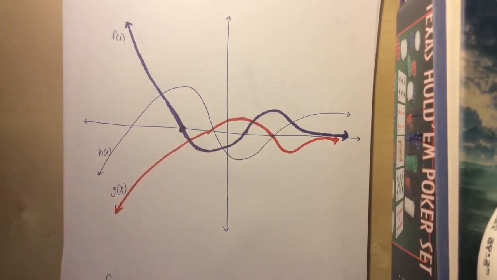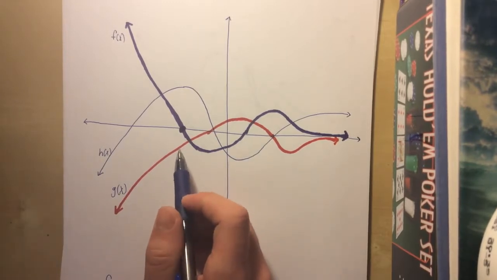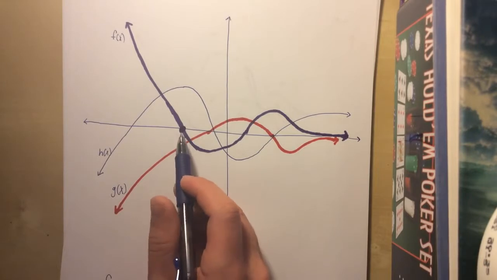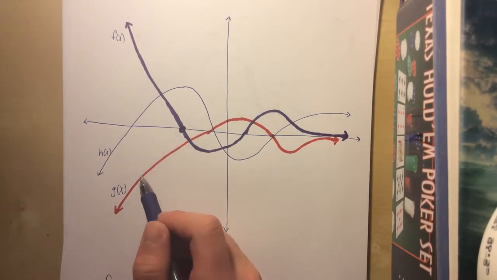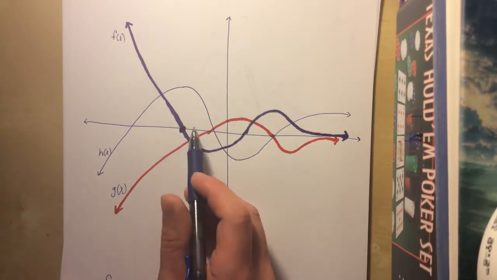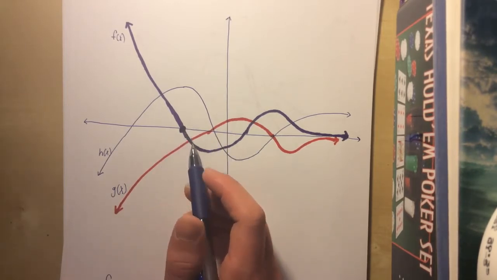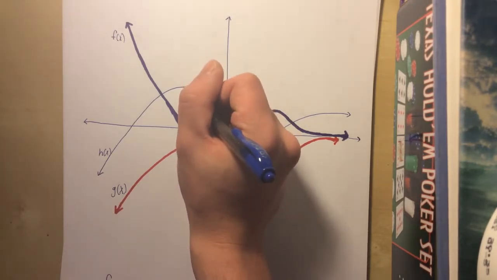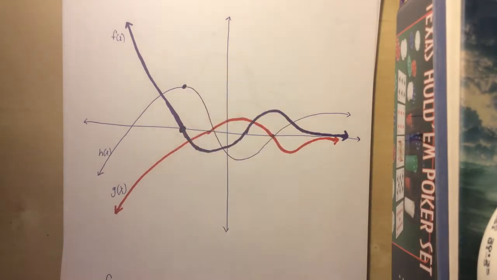Now we're going to look at the rest of the functions and see if there's anything special occurring at that 0. So g of x doesn't seem to have anything special happening, it's just simply increasing at that point. H of x, on the other hand, has a local maximum. So that right there tells us a lot. But let's keep on looking to make sure we're not missing anything.